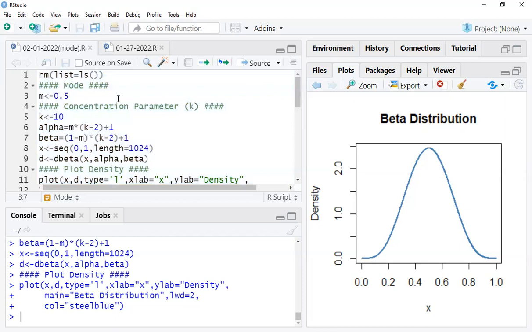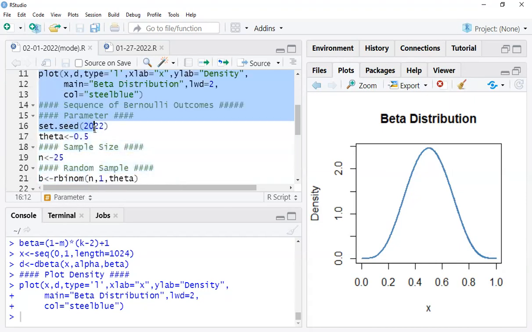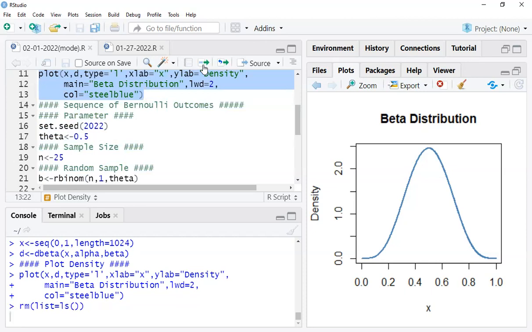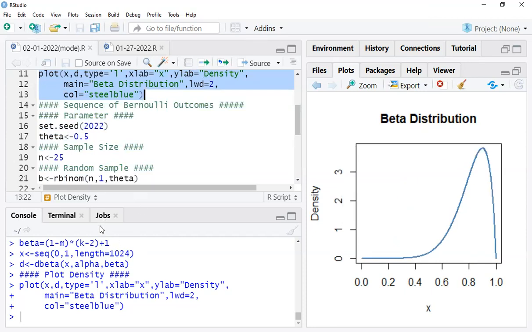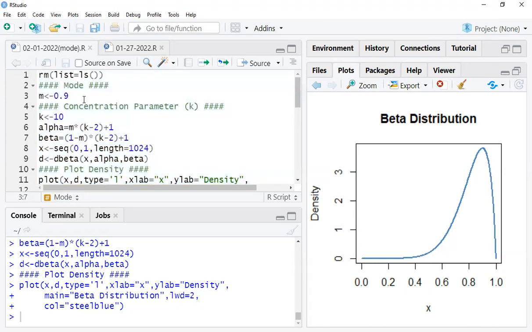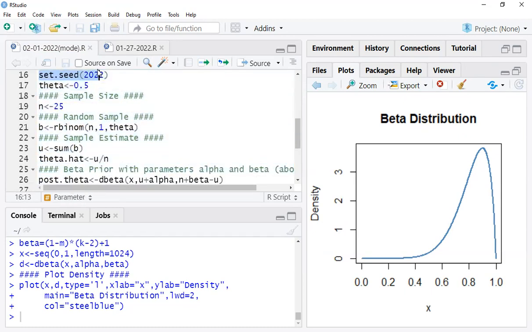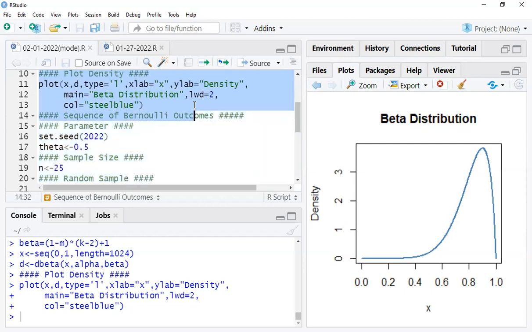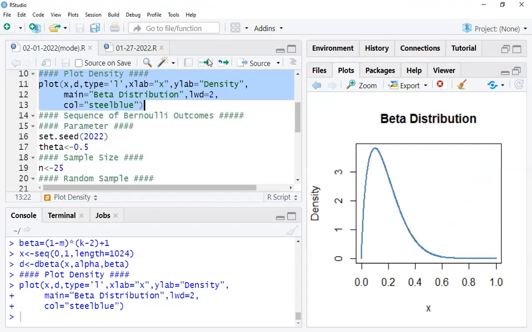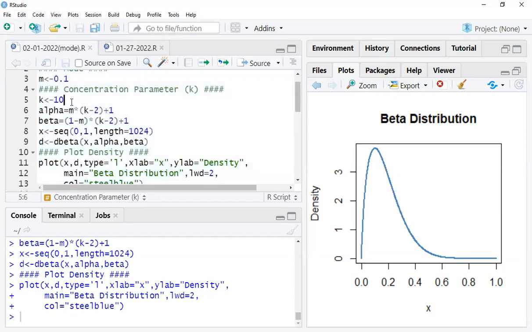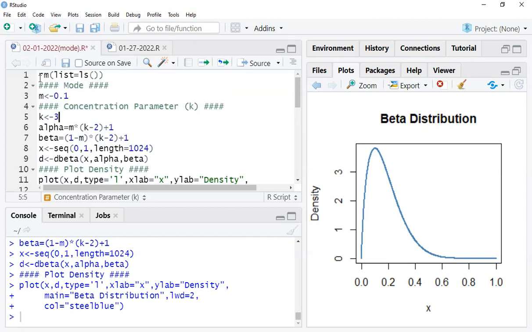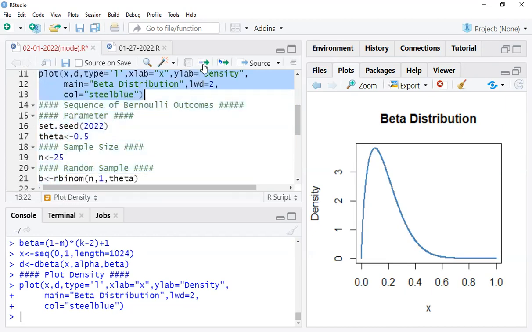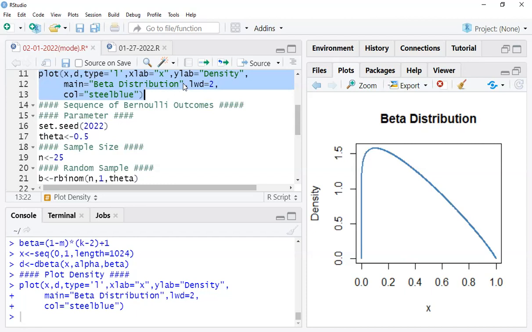If I move the mode to say 0.9, I just want to plot the density first, nothing else. Moving toward 0.9, mode moved. If I change it to 0.1, the mode is going to move back to 0.1. Yes. Concentration parameter 10. Of course, if I put it to say 3, we know what would happen. Yes, it's not concentrated anymore.